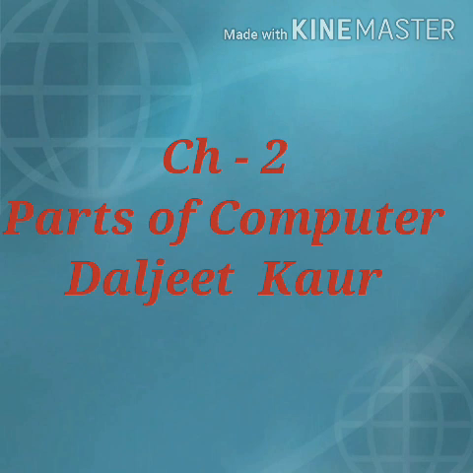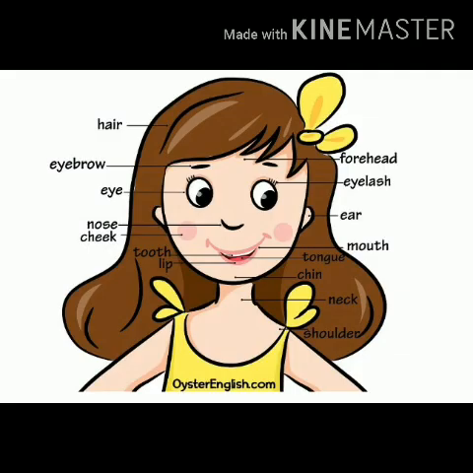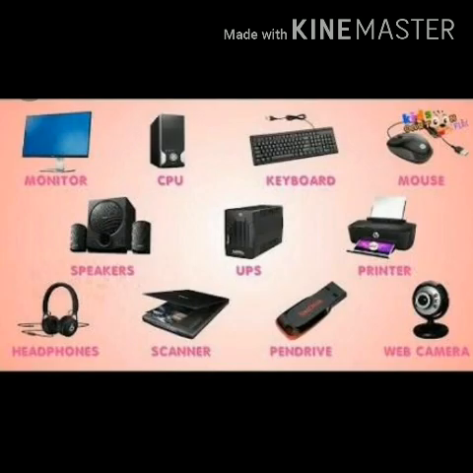So students, look at the picture and tell me about it. What is this? Yes, this is a picture of parts of body. Human body has many parts and each part does some special functions. For example, eyes to see, nose to smell, skin to feel and tongue to taste. In the same way, a computer too has different parts and each part does some special functions.